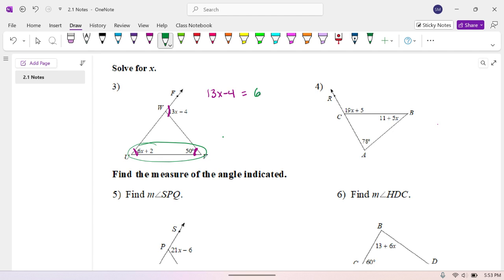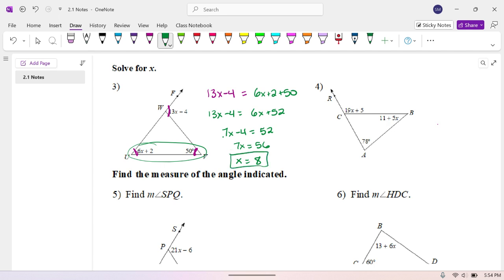So we'll add these together. So 6x plus 2 plus 50. And then we're just going to solve for x. So if I combine like terms first, I get 13x minus 4 is equal to 6x plus 52. I'm going to subtract the 6x to the other side. So I get 7x minus 4 is equal to 52. Add the 4 to the other side. 7x is equal to 56. And then divide by 7, x will be equal to 8.